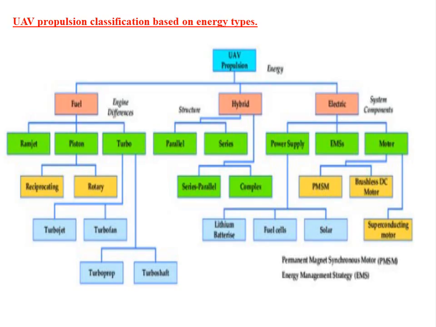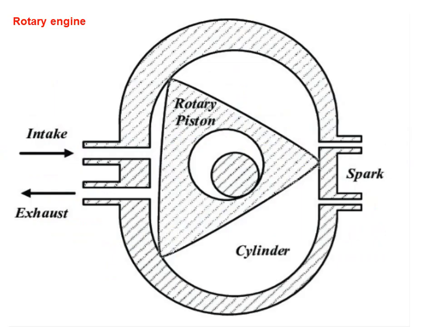The electric type is further classified into brushless DC motor and other electric motors, based on the motor and system components. That's why the three types, fuel, hybrid, and electric, are classified. And this is another good image on the slide. This is the rotary engine, a cut section showing the rotary piston and cylinder. The components of the rotary engine are the intake, the spark, and so on.